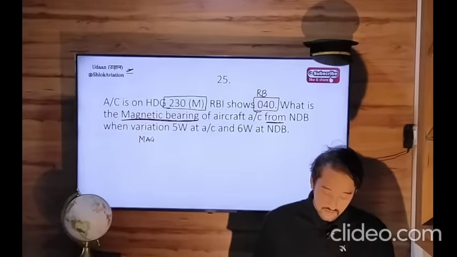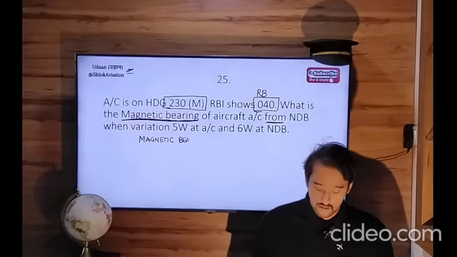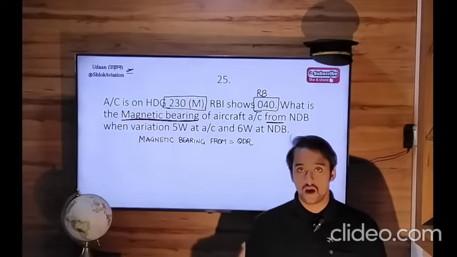Magnetic bearing from the station equals QDR.